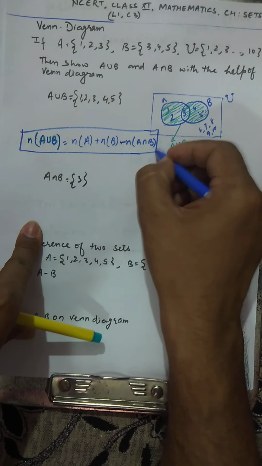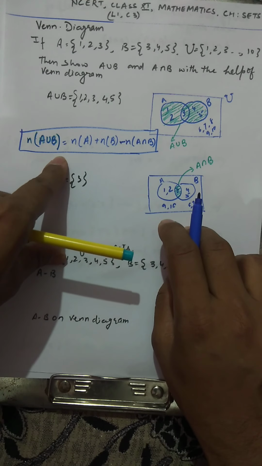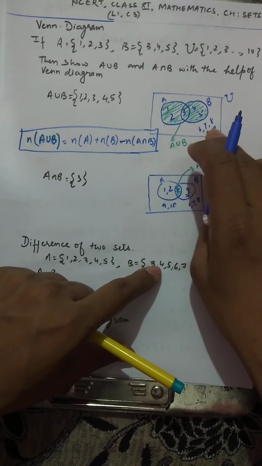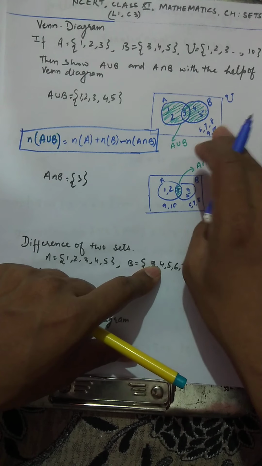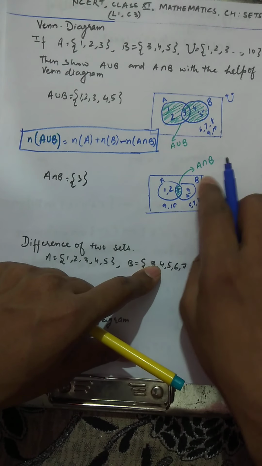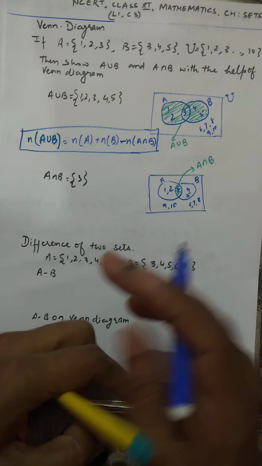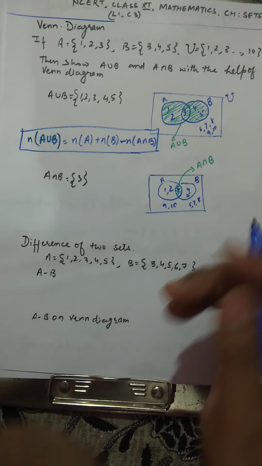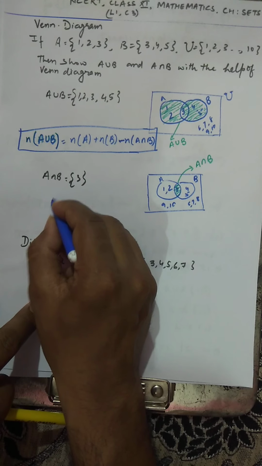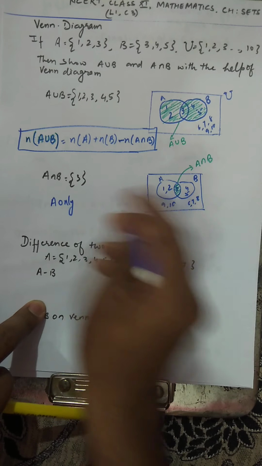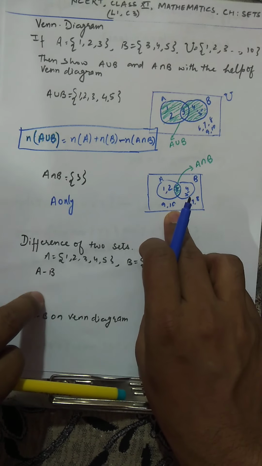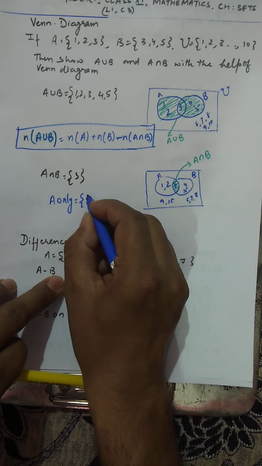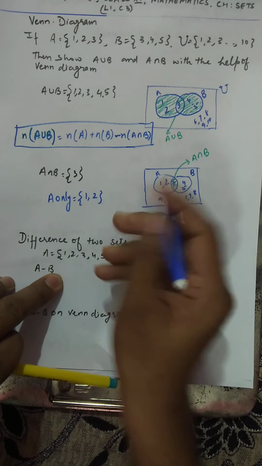for set theory. And moreover, the important thing is how you have derived it. You first should have understood what A union B is here in the Venn diagram and what A intersection B is here in the Venn diagram. Okay, now my next question: what does A only mean in this figure? What are the elements that you can take in A only? So there are 1 and 2.